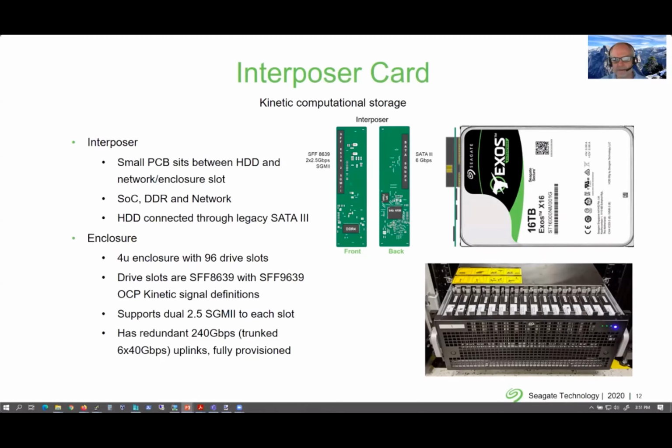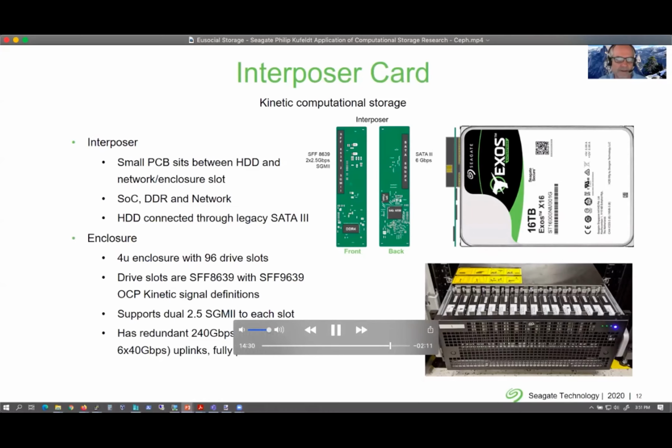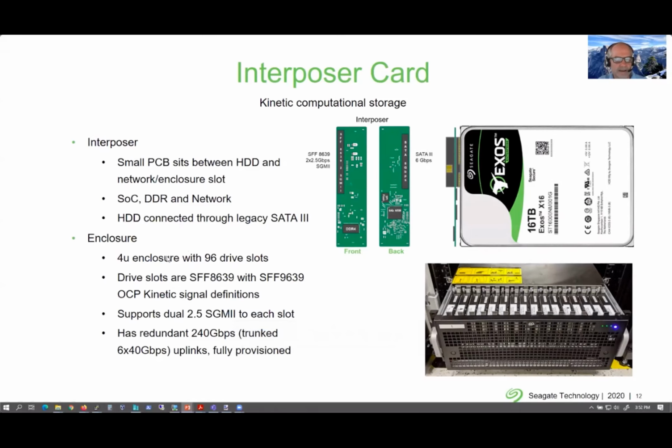So it connects via SATA to a hard drive, but then on the other side of the card, it's providing dual 2.5 gigabit Ethernet via the connector. It has an SoC, DDR, and network support on the card. And it plugs into a 4U enclosure that has 96 drive slots.